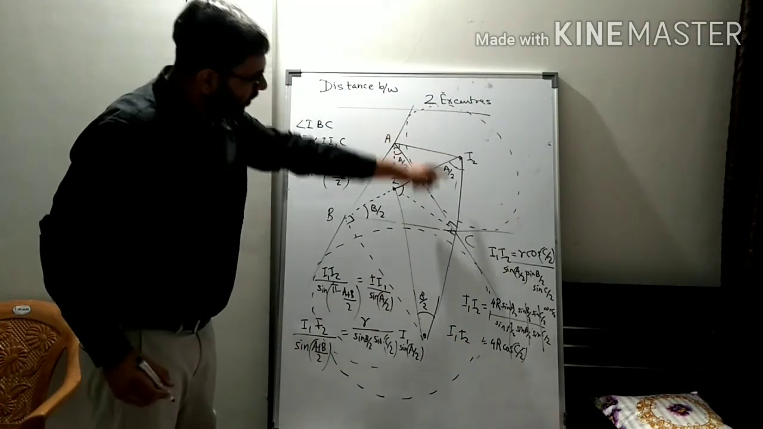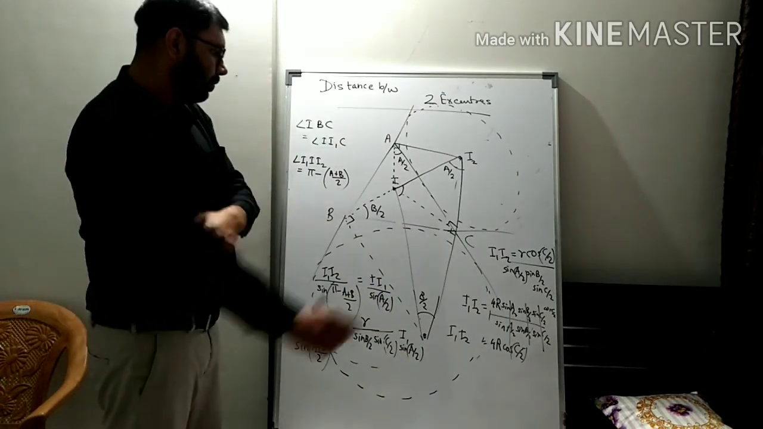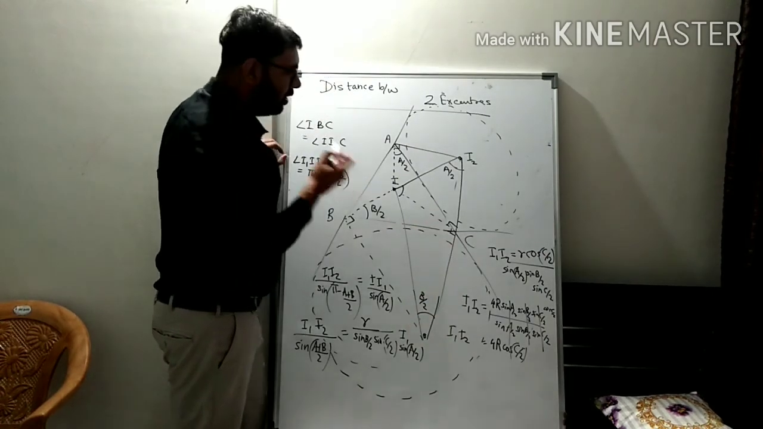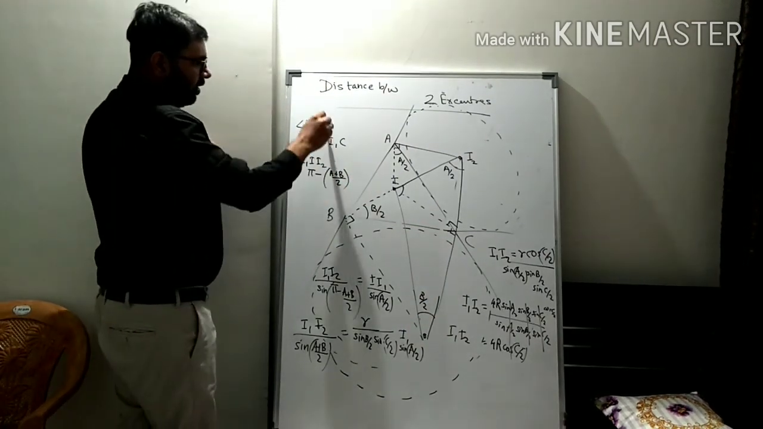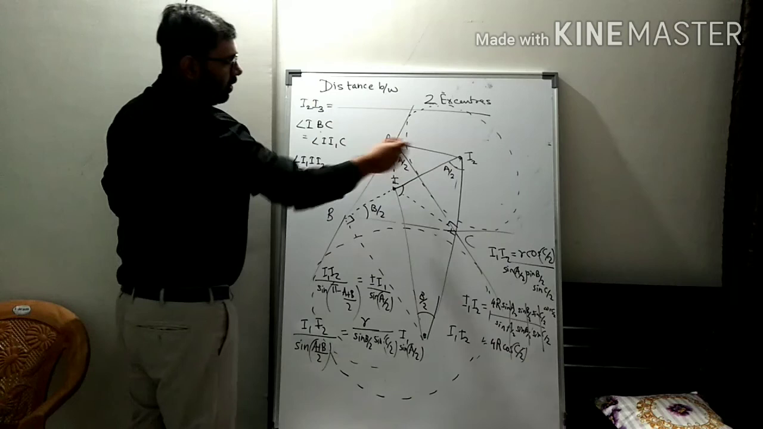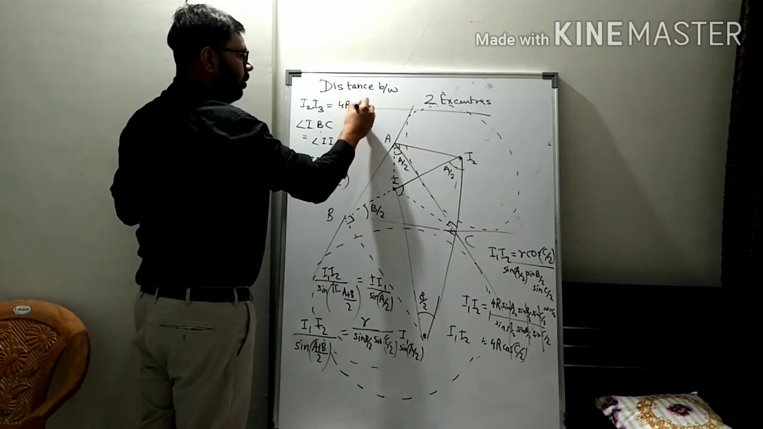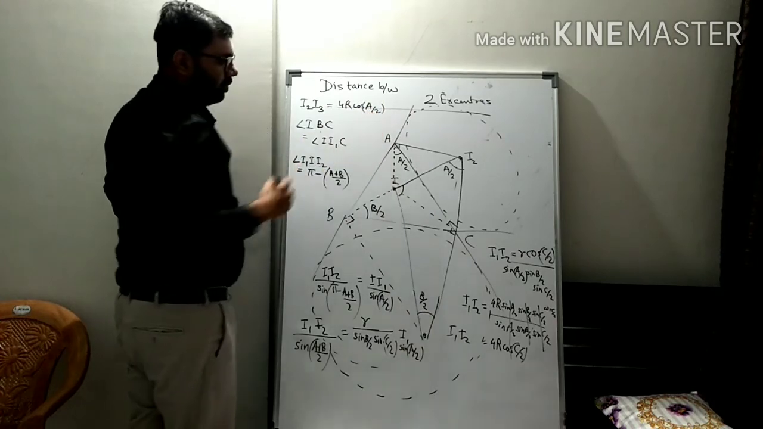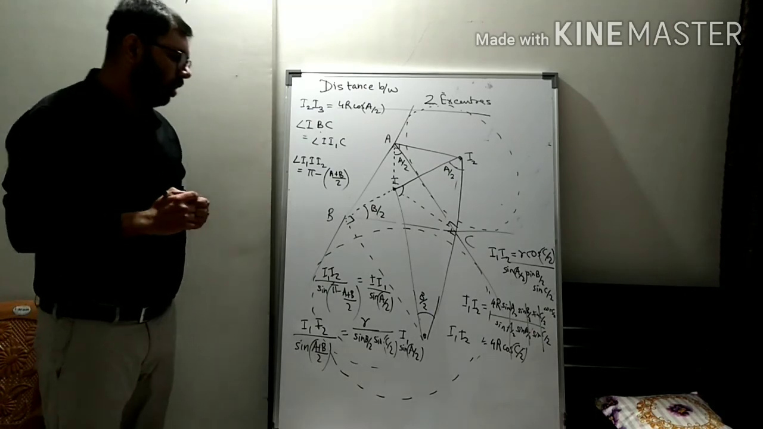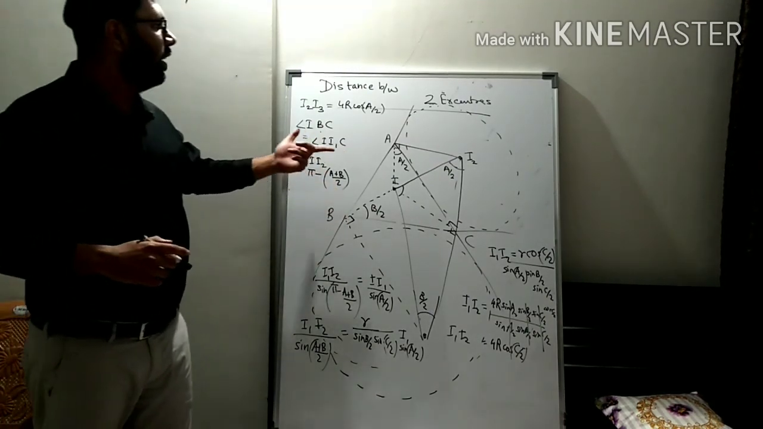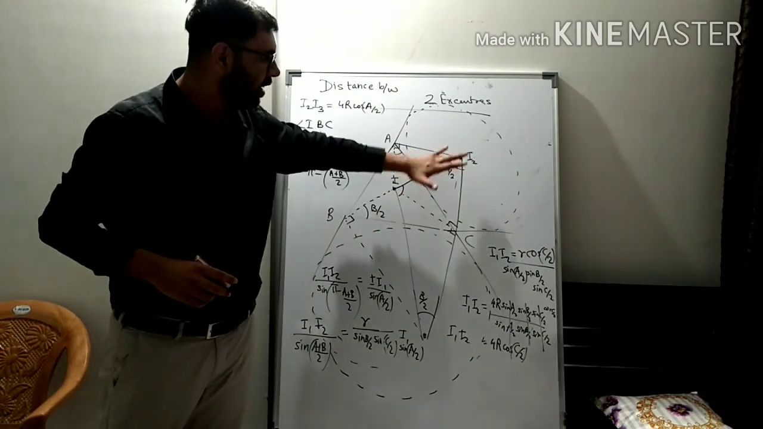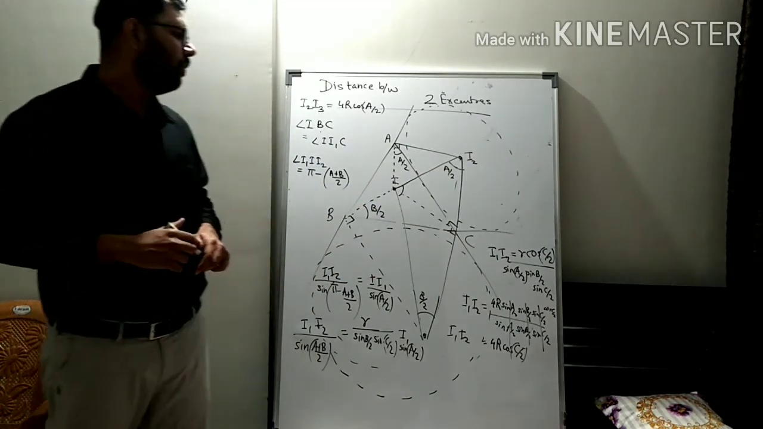If I'm interested in finding this distance I1 I2, it will be 4R cos C by 2 because it is passing through C. If I want the formula for I2 I3, that will pass through A, so the formula will be 4R cos A by 2. Similarly, if I want to find the distance I1 I3, that will become 4R cos B by 2. So this is how we can find the distance between two excenters.